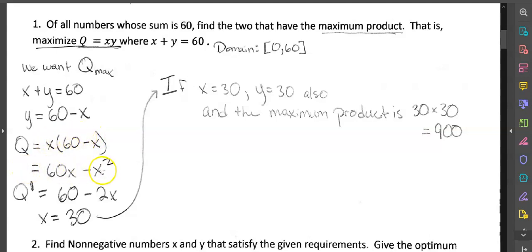So we simplify that. We find the derivative. We get our critical number as 30. So if x is 30, then y would also have to be 30 because we're going back to this equation where we already solved for y. If we plug in 30 for x, we get 30 for y also. And then our maximum product for Q, which is x times y, is going to be 30 times 30. So that gives us 900.